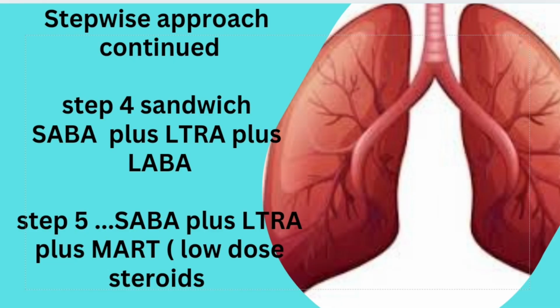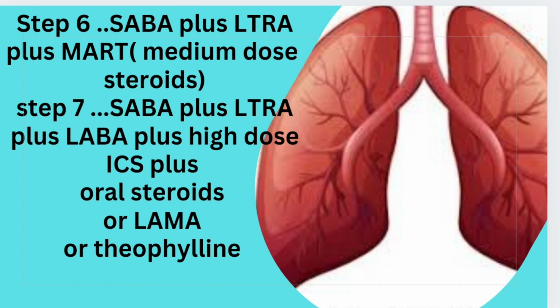Then in steps 5 and 6, along with SABA and leukotriene receptor antagonist, we add MART. MART stands for maintenance and relieving therapy. This maintenance and relieving therapy comprises an inhaler which has a combination of long-acting beta agonist and inhaled corticosteroid. So this MART is added in step 5 and step 6.